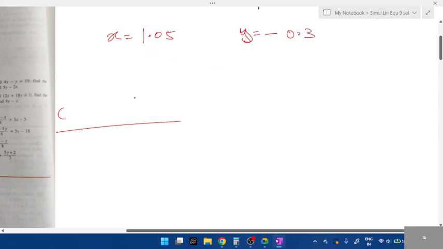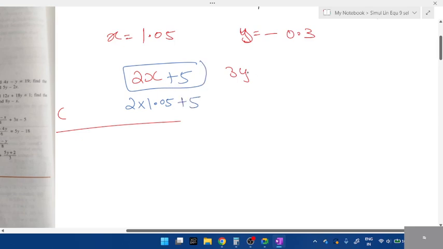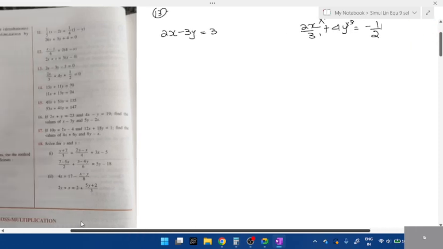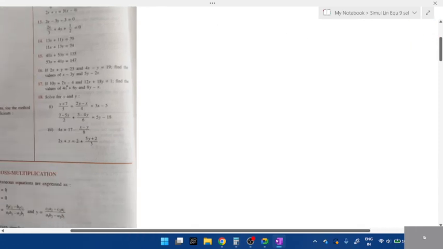Okay. After solving this, what if I ask you what is the answer for 2x? What's the answer for 3y? How will you solve this? No, no. 2 into plus 5. And if I tell 3y minus 2, how will you solve this? Minus 2. So that is what you're going to have to do in the next question. 16 and 17. Can you see you have to solve both? Then you have to substitute the values here.